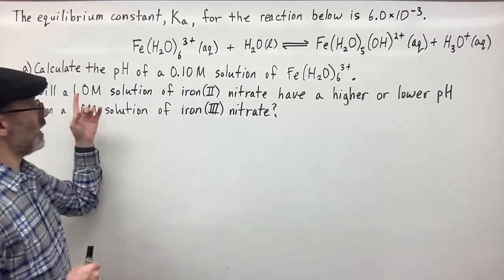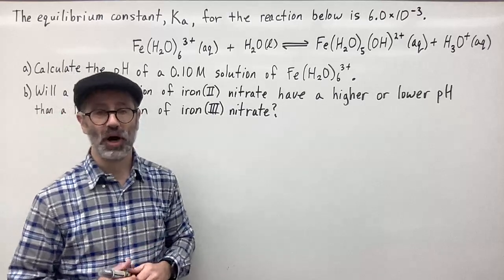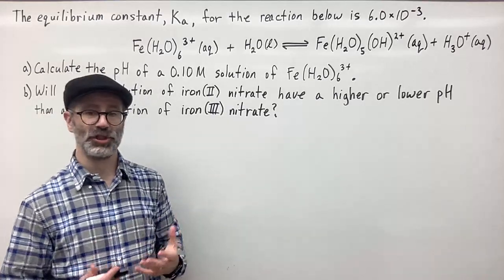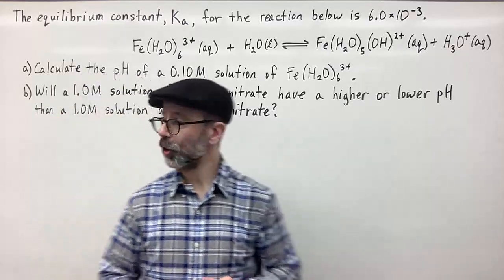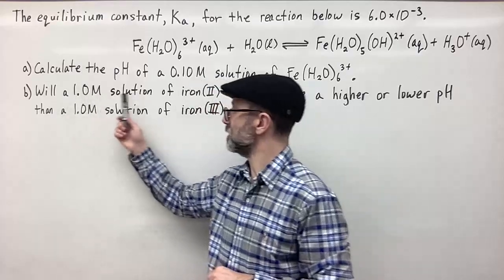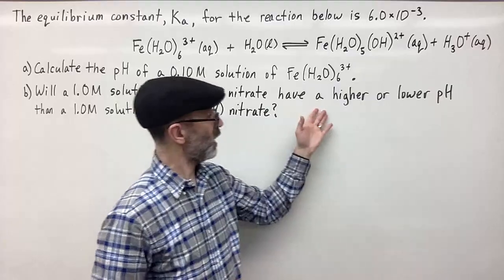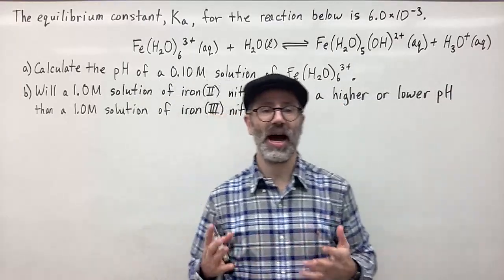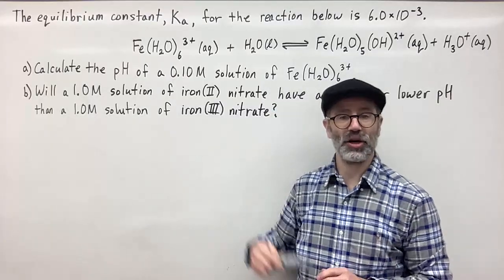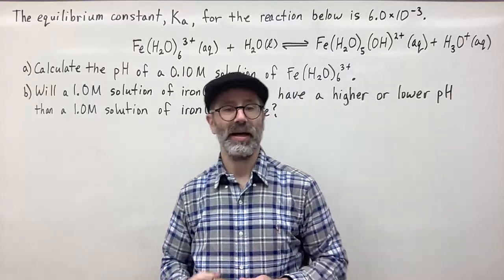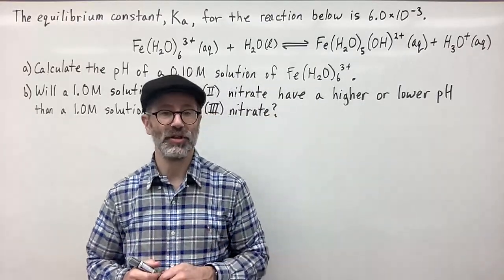and that's going to be in equilibrium. And so we're asked first, calculate the pH of a 0.10 molar solution of this complex ion. And then for part B, we're asked, will a 1.0 molar solution of iron 2 nitrate have a higher or lower pH than a 1.0 molar solution of the iron 3 nitrate? So we'll talk about that after we figure out what the pH of the solution is.